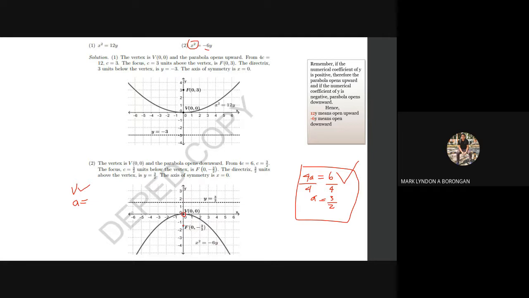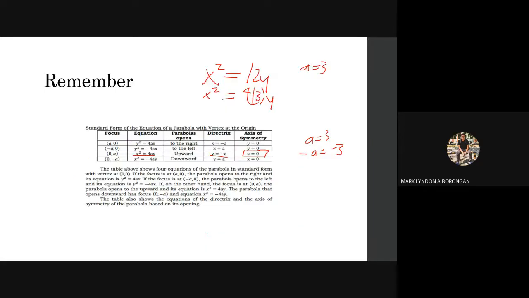So that is 1.5. Next, check our focus or focal distance. So obviously it is 0 and negative 3 over 2. It is downward, so negative a. That's it.